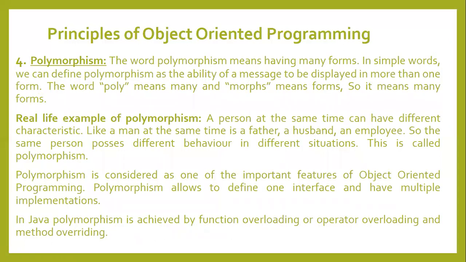Polymorphism. The word polymorphism means having many forms. In simple words, we can define polymorphism as the ability of a message to be displayed in more than one form. The word poly means many and morphs means forms. So it means many forms. And the real life example of polymorphism is a person at the same time can have different characteristics, like a man at the same time is a father, a husband, an employee. So the same person possesses different behavior in different situations. This is called polymorphism.